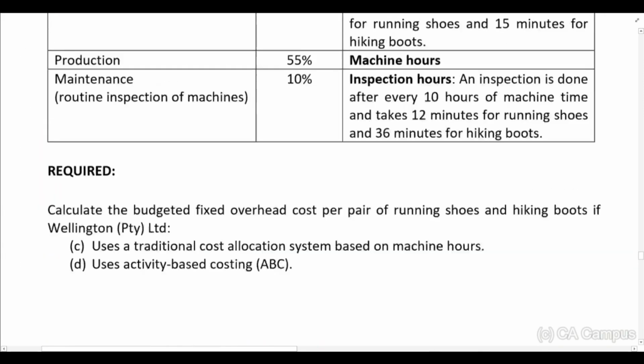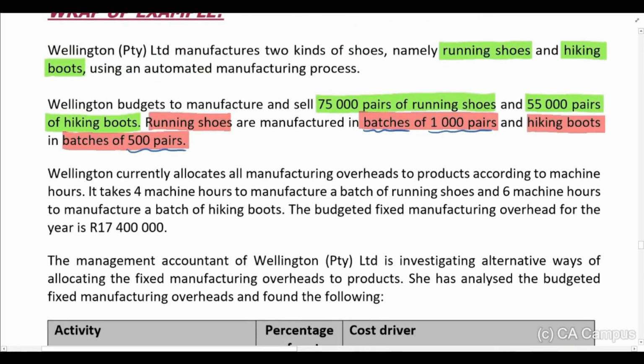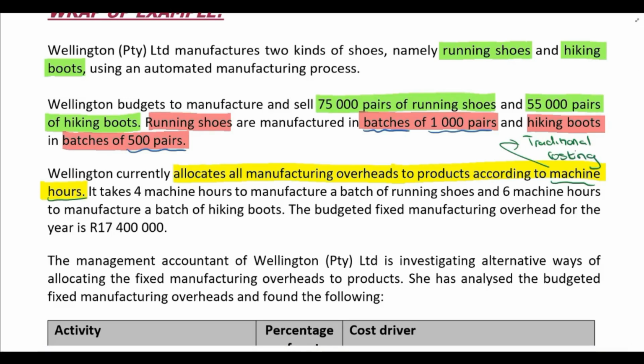If we continue reading and continue doing calculations as we read. Currently, they're allocating all of their manufacturing overheads to products according to machine hours. So currently, they're using traditional costing where they allocate everything using machine hours. Then we are told it takes them 4 machine hours to make a batch of running shoes, and it takes 6 machine hours to make a batch of hiking boots.